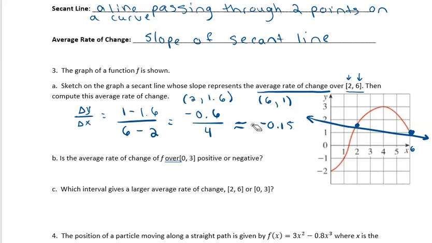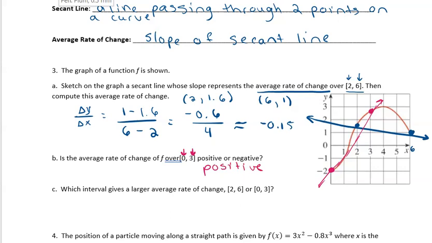Part B, is the average rate of change over 0, 3 positive or negative? Well, let's check it and see. So I'll make this one red. So 0, 3. So that means 0 is our first x. So that's right here. And 3 is our second x. So that's right here. So if I draw a line to connect these 2 points, best as I can, there we go. It looks like that is going to have a positive slope, which means it's going to be a positive rate of change.